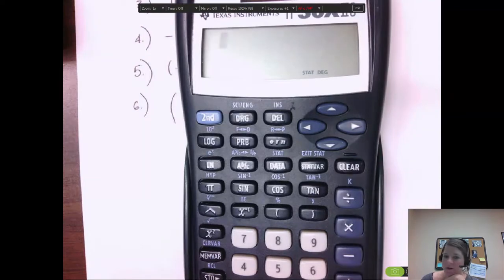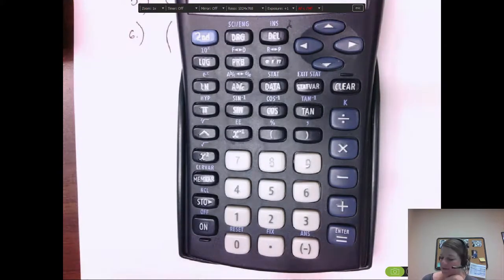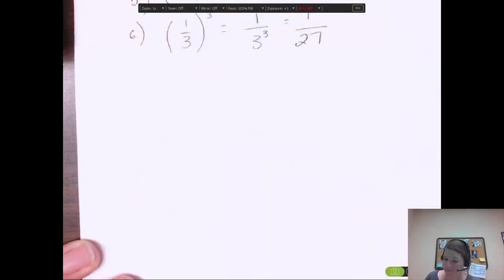Okay, also note on this type of calculator, this is your minus sign and this is your negative sign, and that's different from your minus sign. You have to use this negative sign in front of a lot of different numbers, so be careful of that as well.